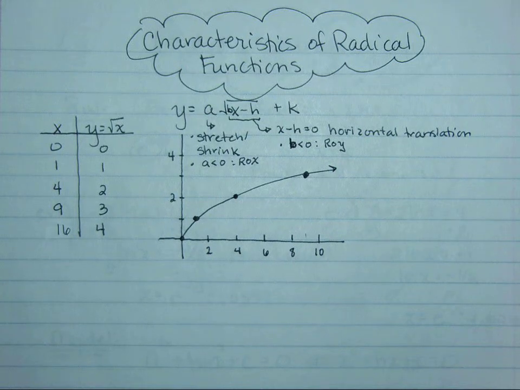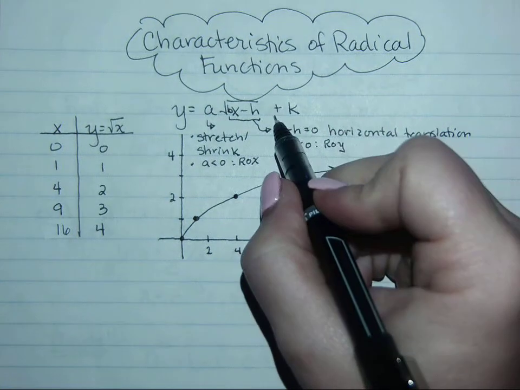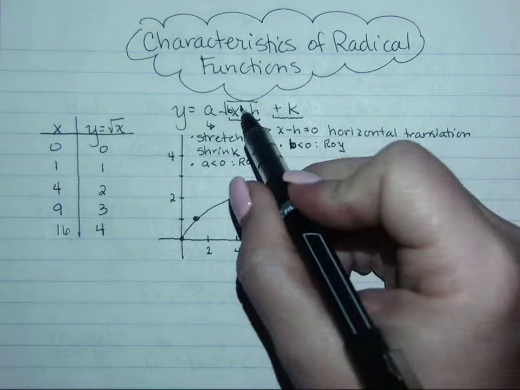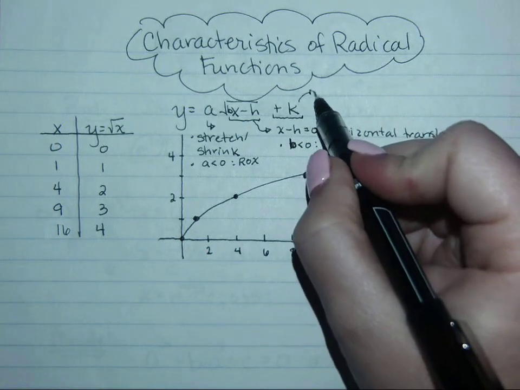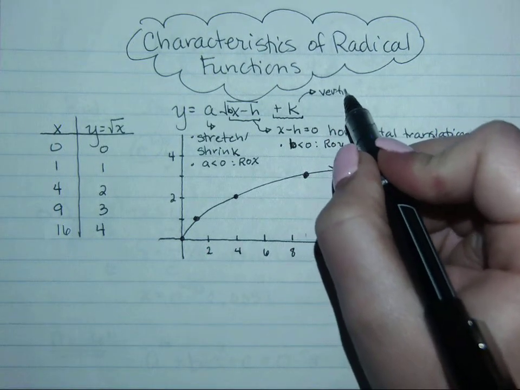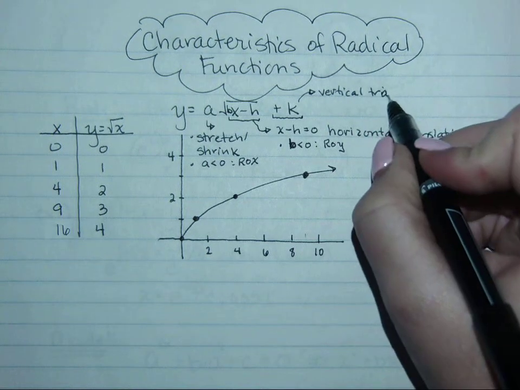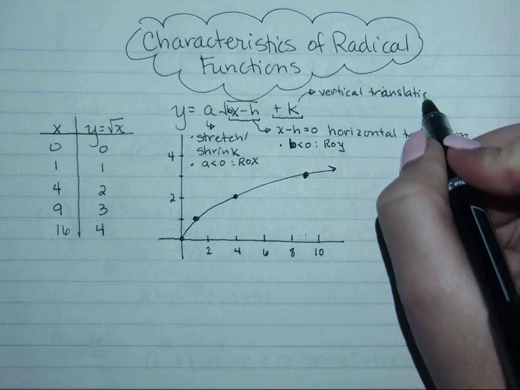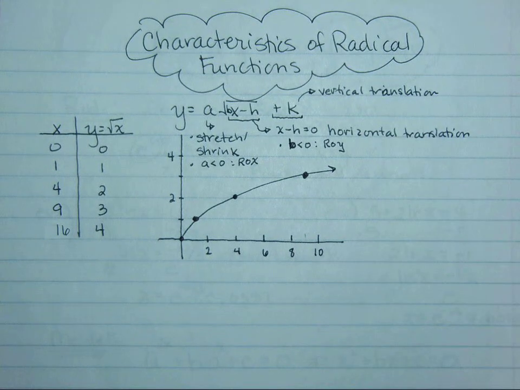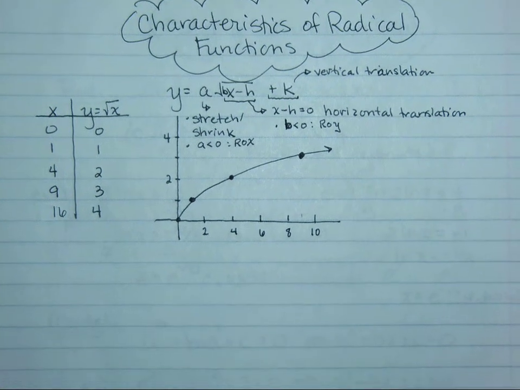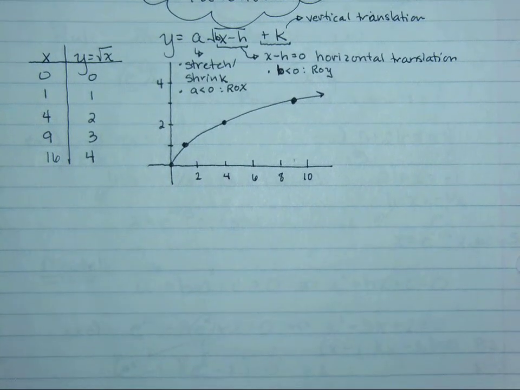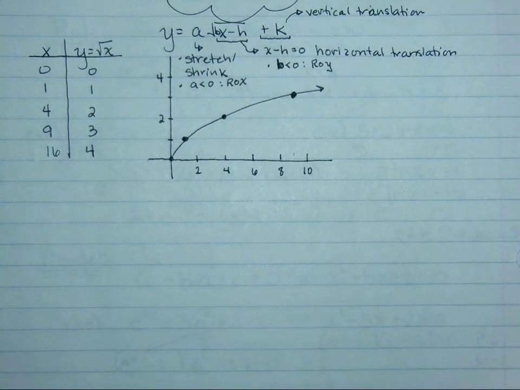The last little thing is this plus k, so anything that's being added to the radical. This is going to be your vertical translation. And so this is how you're going to shift up or down. So taking all of your values and going up or down, just again like we did when we had our other functions like trig.